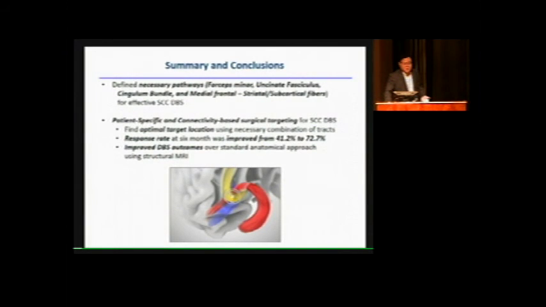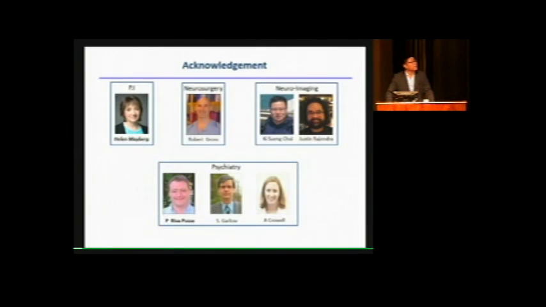Also, using patient-specific and connectivity-based surgical targeting, we find the optimal target location before surgery, and their response rate at 6 months improved from 41% to 72%. So the final conclusion is that we could improve DBS outcome over the standard anatomical approach using a structure-based connectivity approach.